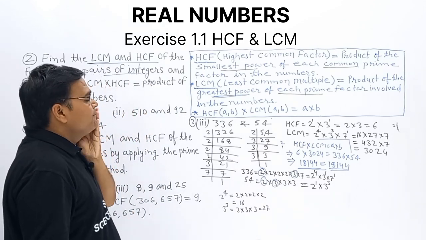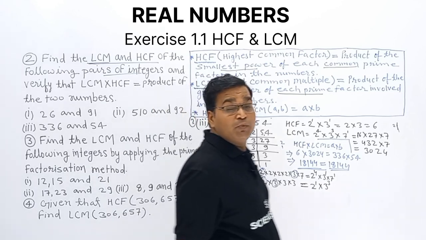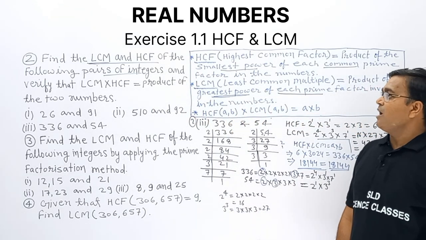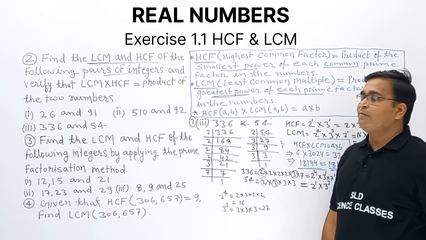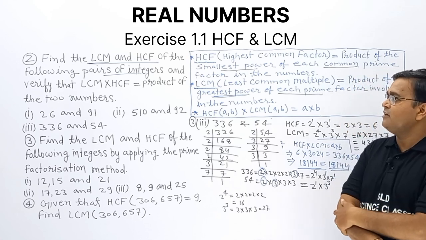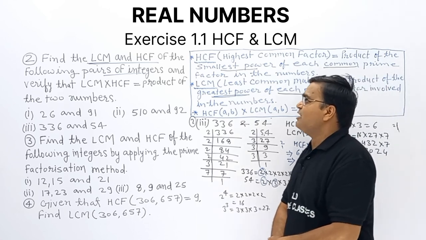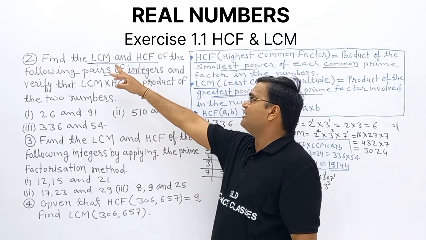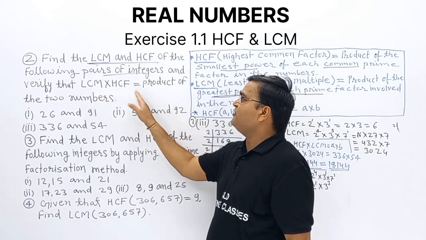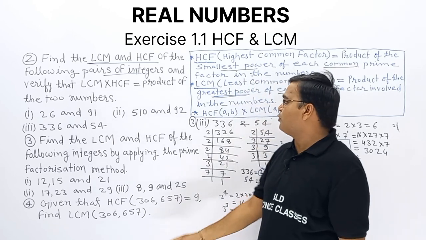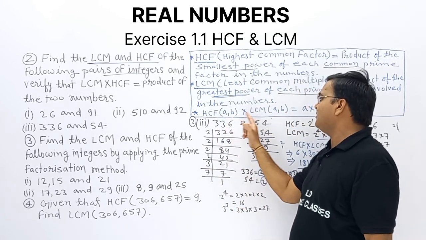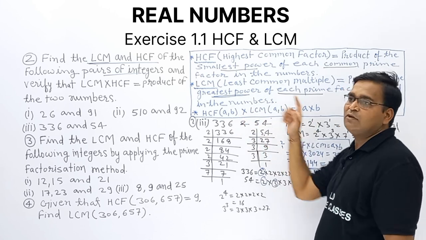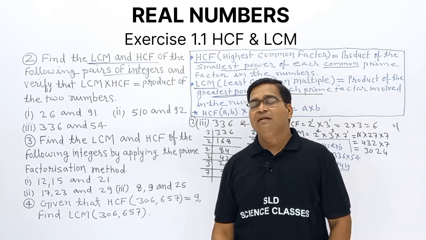Now what we studied in this question, observe. I am again reading this question number 2, exercise 1.1. Find the LCM and HCF of the following pairs of integers. Two numbers are given, we want the HCF and LCM, and verify this one. For verifying we use this formula: HCF of two numbers into LCM of two numbers, the product will be the product of the given two numbers. Clear?